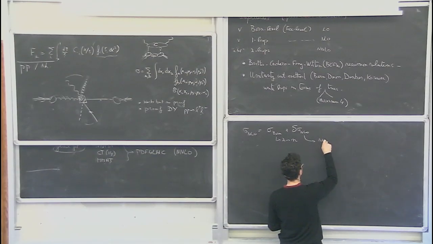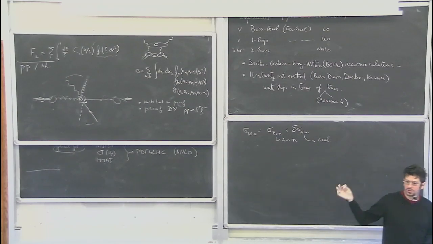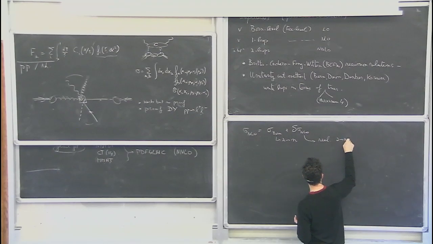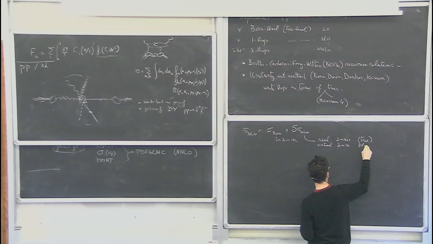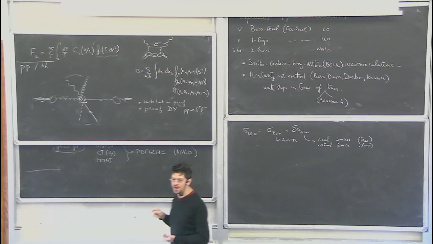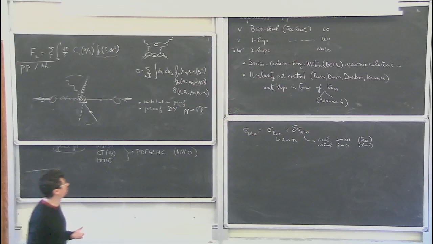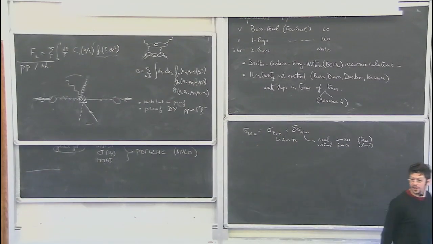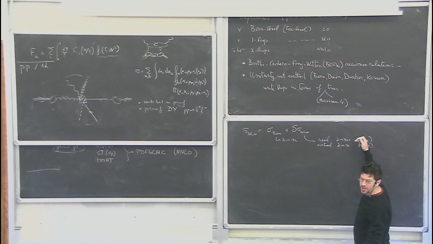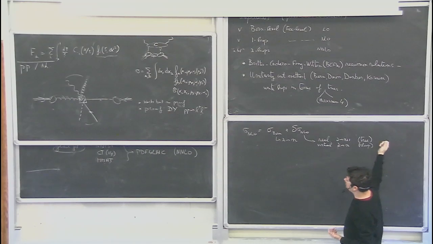There's one real contribution, where say you radiate an extra gluon in the final state, and the real is essentially a 2 to n plus 1 process, and the virtual, which is a 2 to n 1-loop process. So essentially what we've learned from up there is that we know how to compute the matrix elements, in a way the amplitudes, for this and that guy. Does that mean I know this?